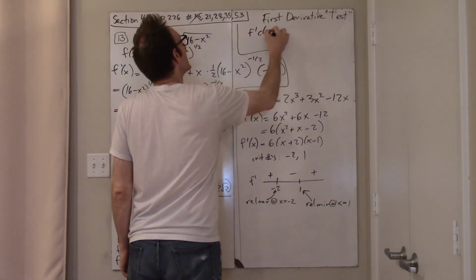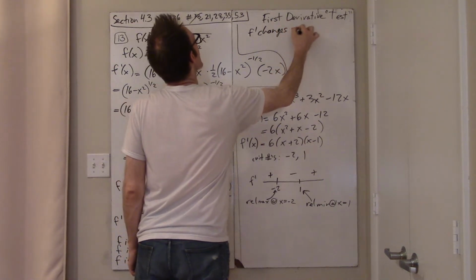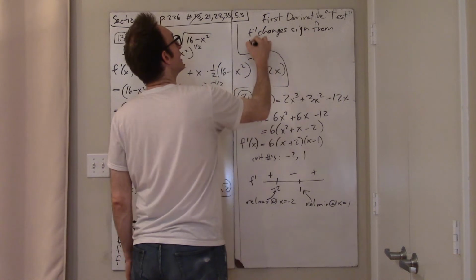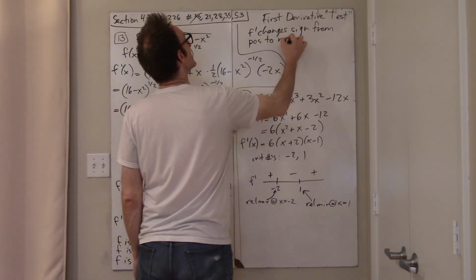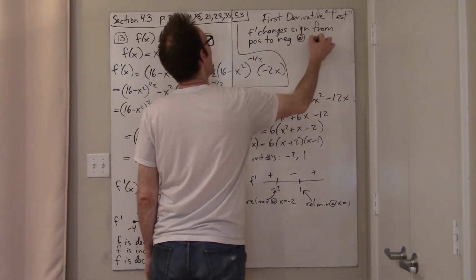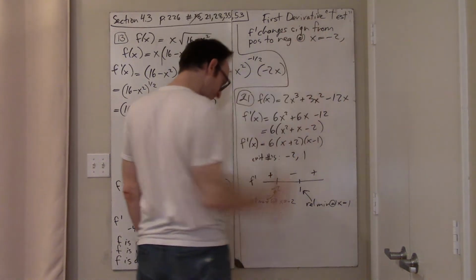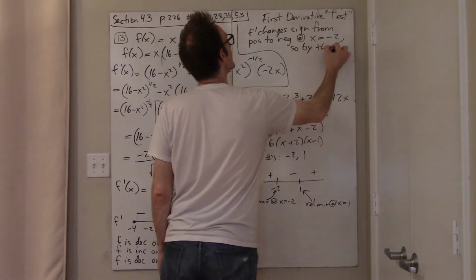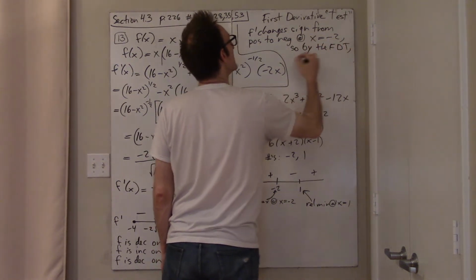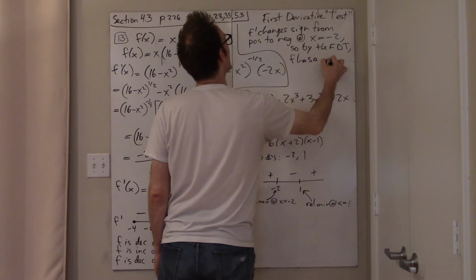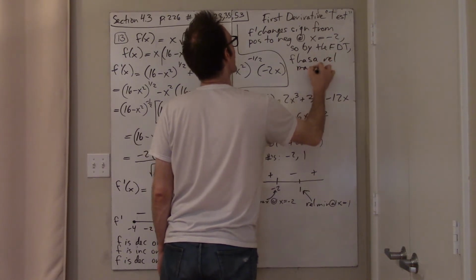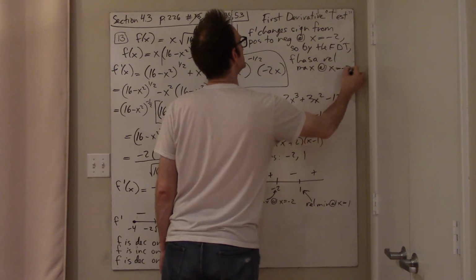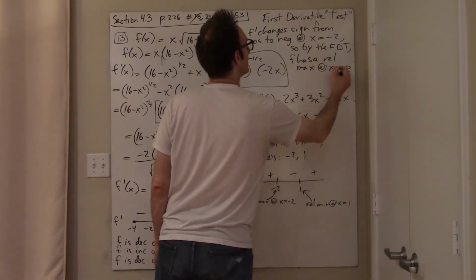F prime changes sign from positive to negative at x equals -2. So, by the first derivative test, f has a relative max at x equals -2. That's the sort of full explanation.